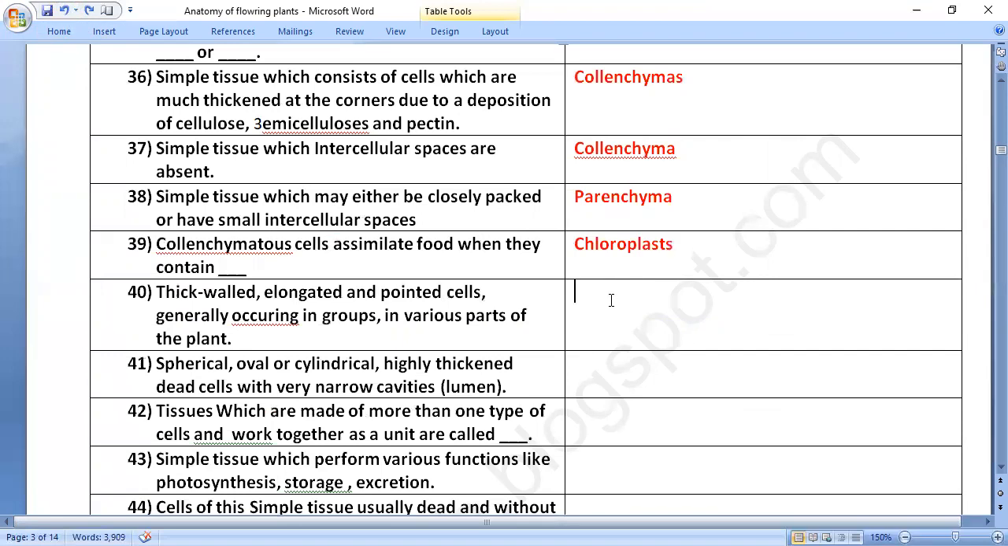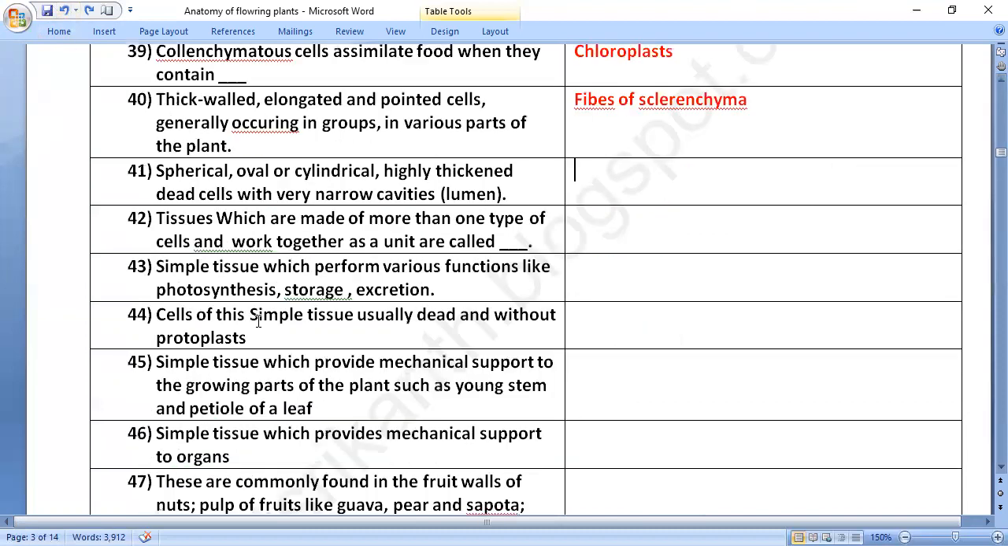Thick-walled, elongated and pointed cells generally occurring in groups in various parts of the plant are fibers of sclerenchyma. Spherical, oval or cylindrical, highly thickened dead cells with very narrow cavities are sclereids of sclerenchyma. Tissues which are made of more than one type of cell and work together as a unit are called complex tissues.